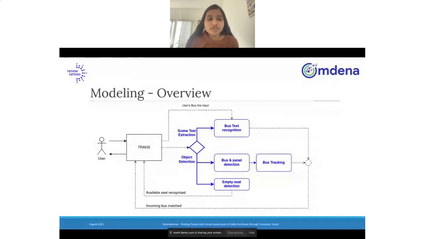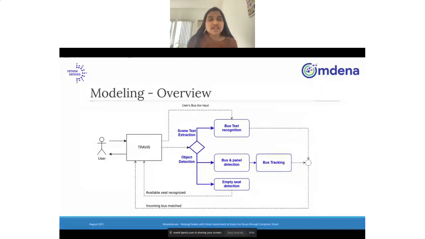This is our modeling overview. Our partner Renew Census had a device called Travis. Now, Travis is a system fitted for visually challenged people. Travis captures the surroundings around them, and then it works on the modeling: identifying if a bus is coming or not, figuring out if that is the bus that the person has to get into, and then figuring out a seat. All the models that we developed, we made sure they go well with the partner's device, which is Travis, and are compatible with it.